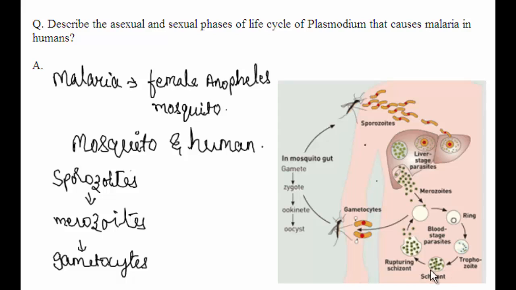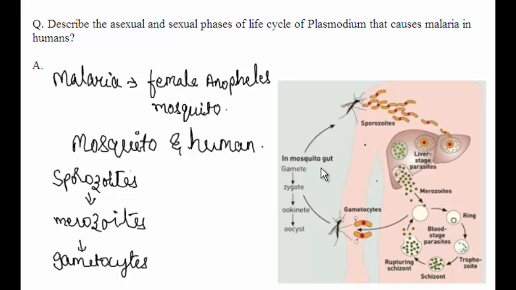Now, gametocytes. So these gametocytes multiply, forming from the sporozoites that multiply sexually. These gametocytes are introduced into the mosquito when the female Anopheles mosquito bites the infected person. So at this gametocyte stage, when the Anopheles mosquito bites an infected person, these gametocytes are introduced into the mosquito. So these gametocytes again form sporozoites by fertilizing inside the intestine of the mosquito.